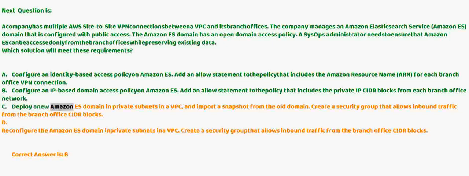C. Deploy a new Amazon ES domain in private subnets in a VPC, and import a snapshot from the old domain. Create a security group that allows inbound traffic from the branch office CIDR blocks. D. Reconfigure the Amazon ES domain in private subnets in a VPC. Create a security group that allows inbound traffic from the branch office CIDR blocks. Correct answer is B.